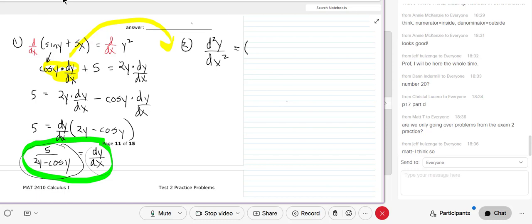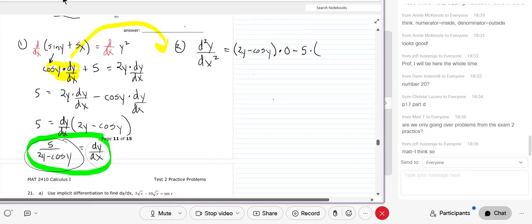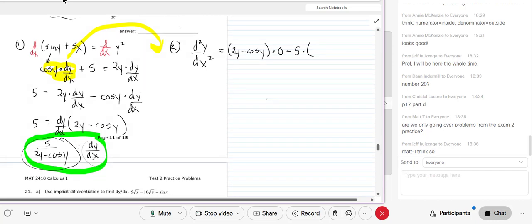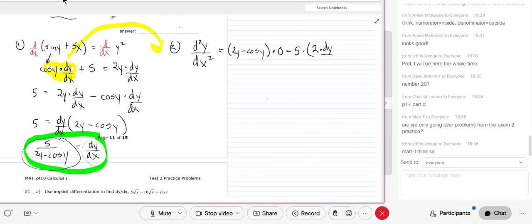So I'm going to take the bottom, 2y minus cosine y, times the derivative of the top. The derivative of 5 is 0. And then minus the top, which is 5, times the derivative of the bottom. The derivative of 2y is 2, but you have a dy over dx because the variables don't match. The derivative of negative cosine is negative sine, so that will be a negative sine y, and then again times dy over dx.